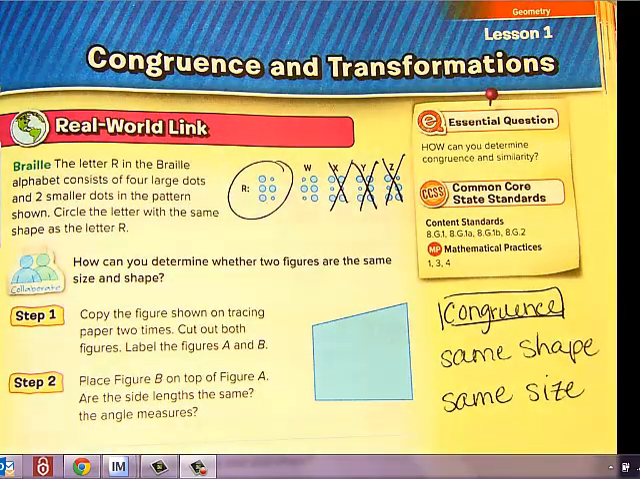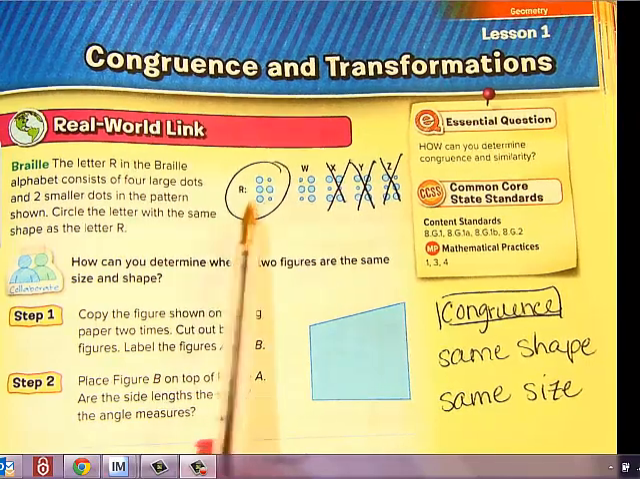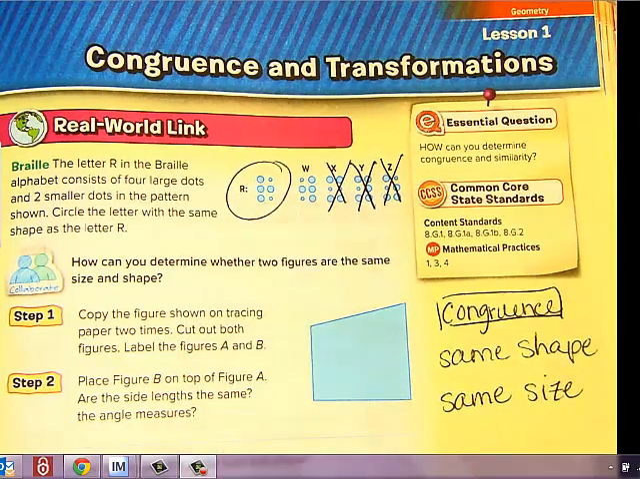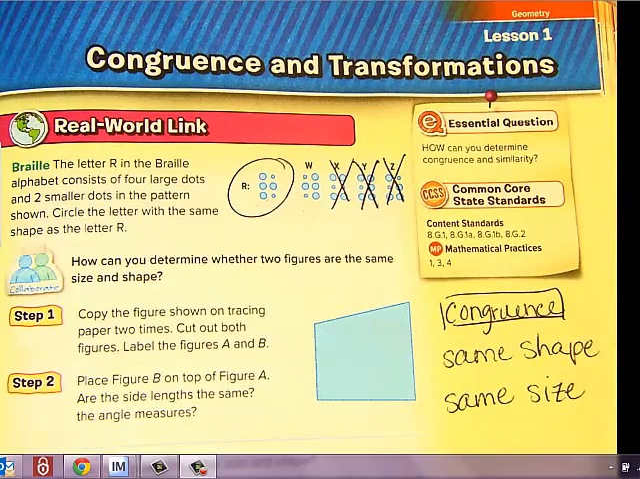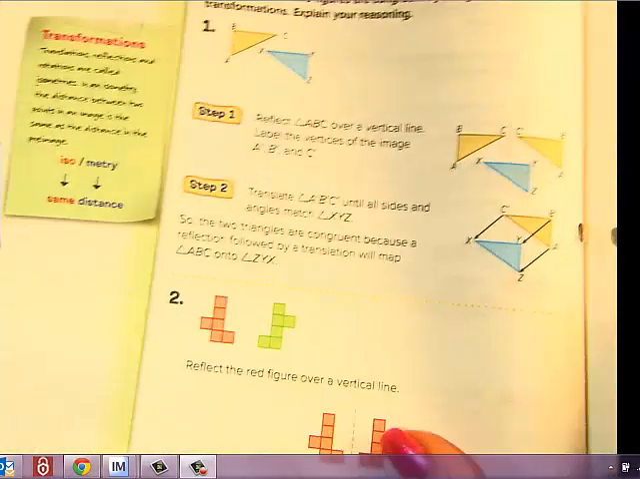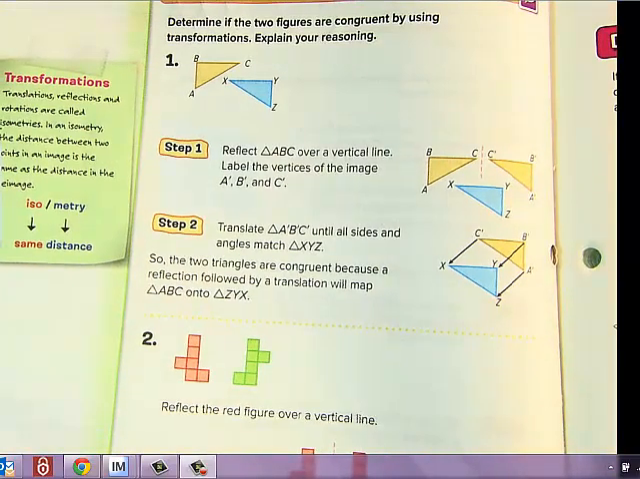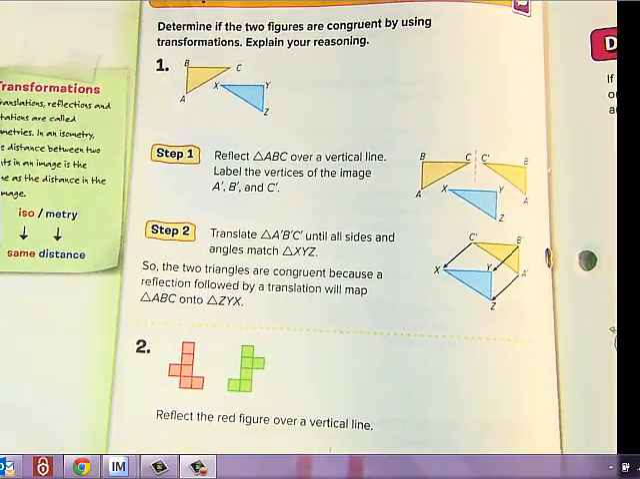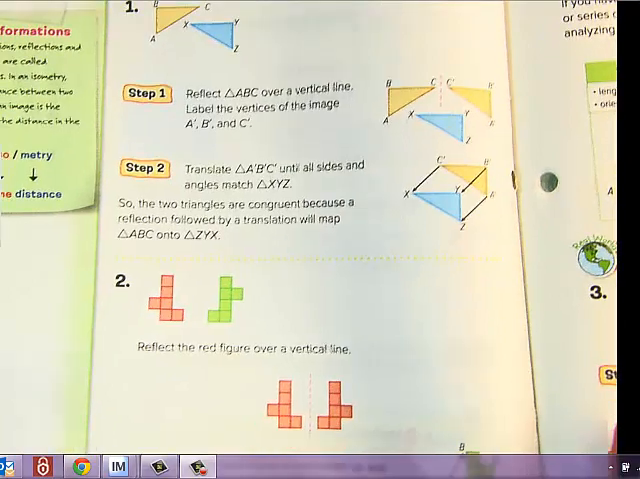Okay? And if I look at that, if I took this and I just flipped it over, that is the identical shape and size. I'm going to skip on because, like I said, this is a fairly easy unit to decide whether or not they're identical. Let's look at number 2.